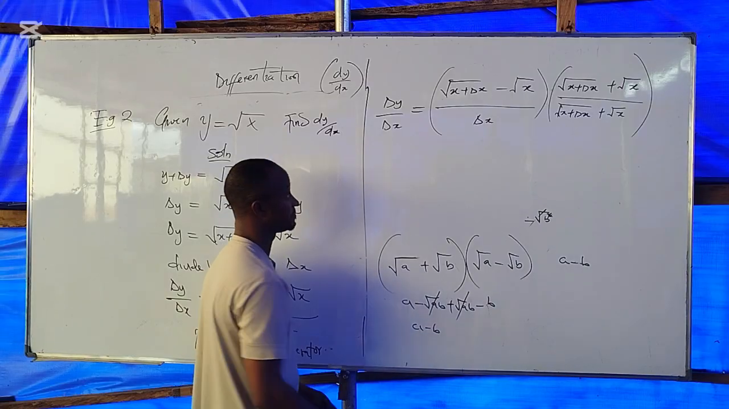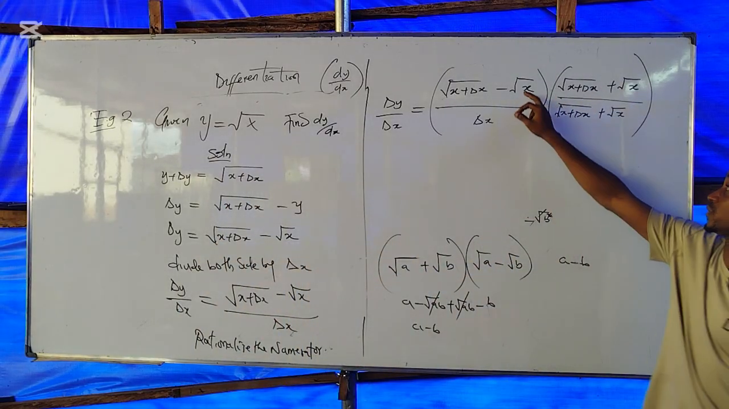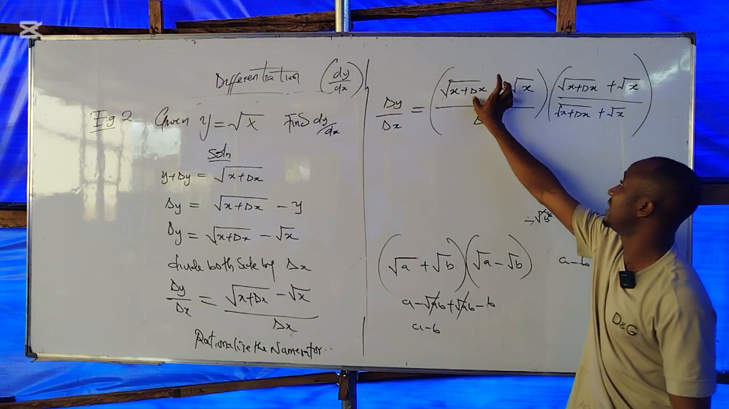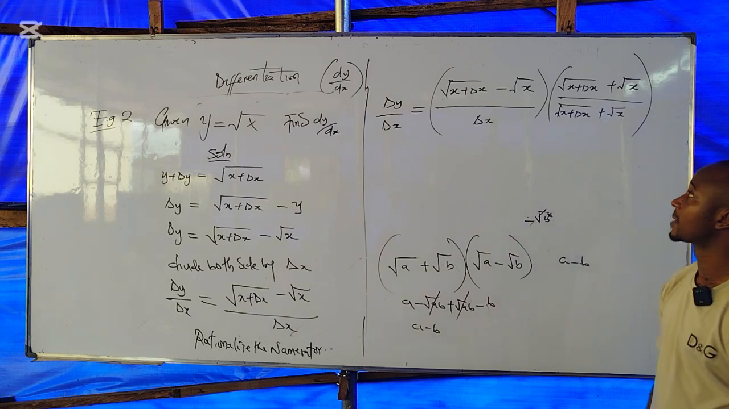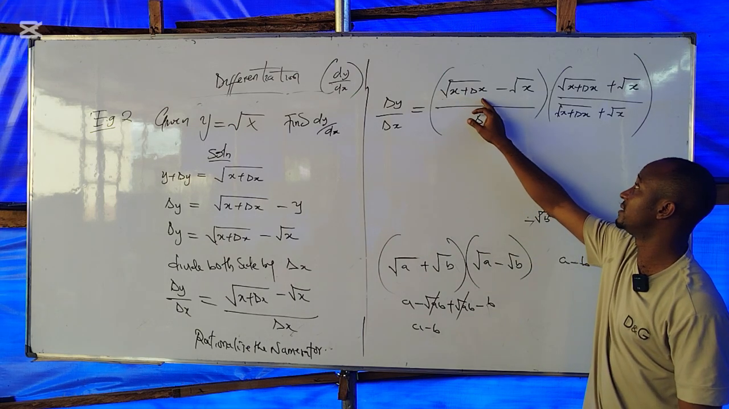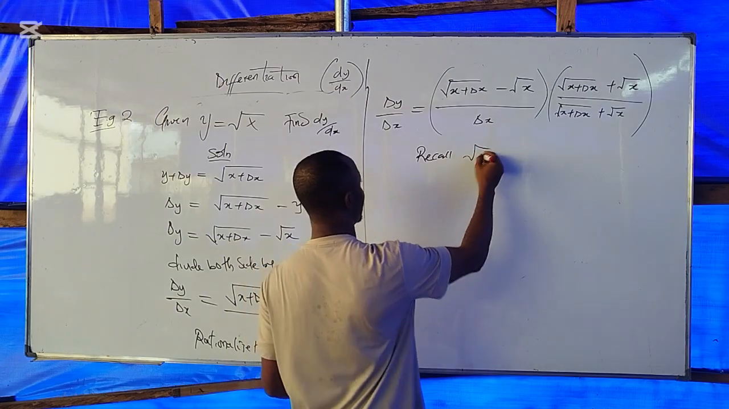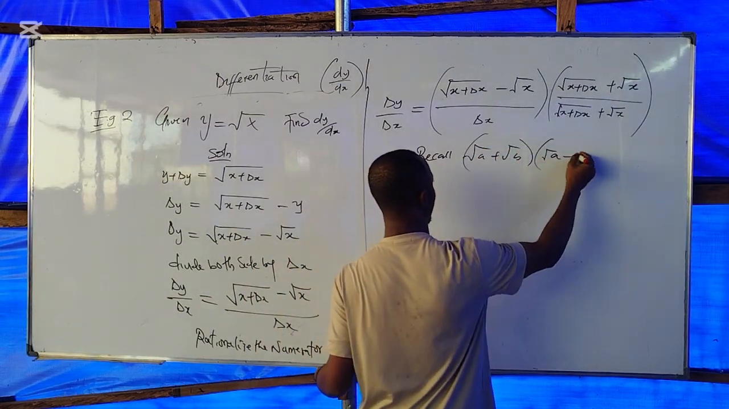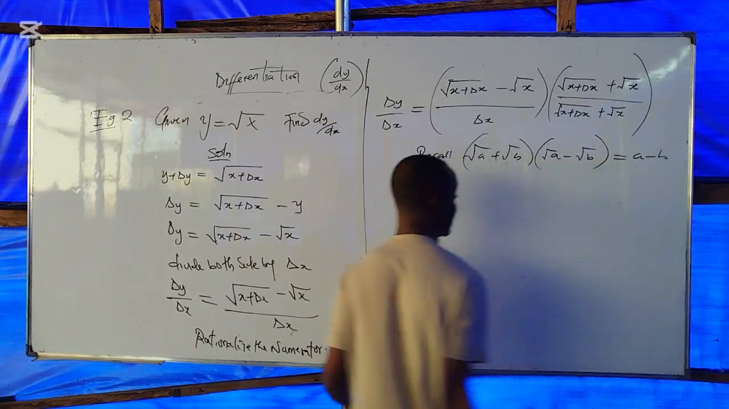A minus b. These two are their conjugates. Are they conjugates? Can we apply the same principle here? If I multiply this with this, what will be the result of the numerator? A plus b times a minus b is equal to a squared minus b squared. Is that okay?